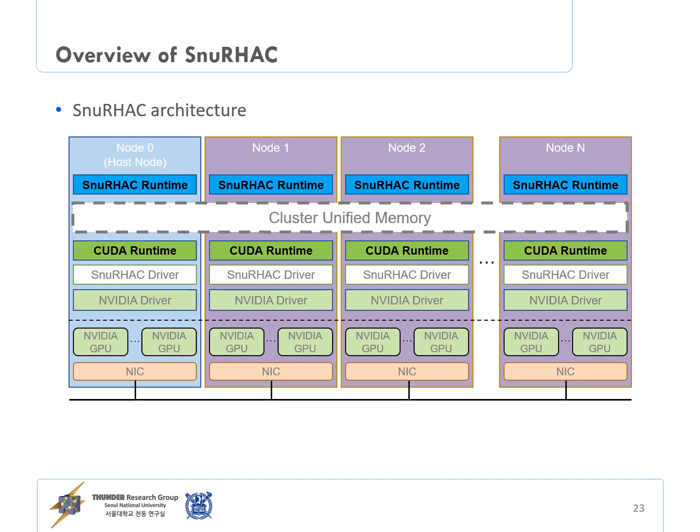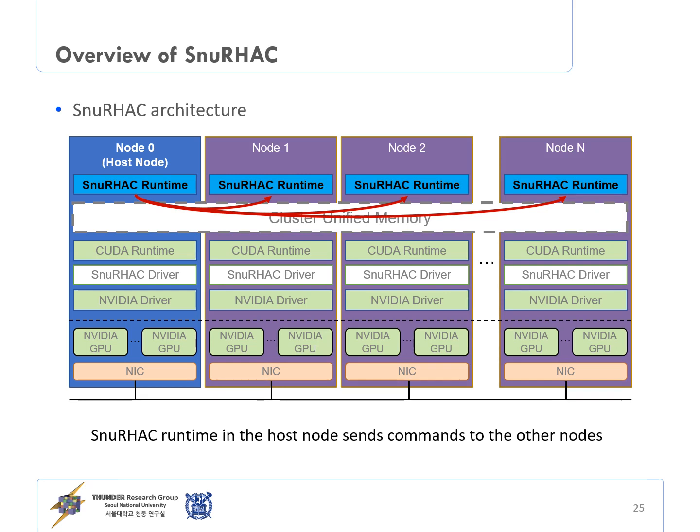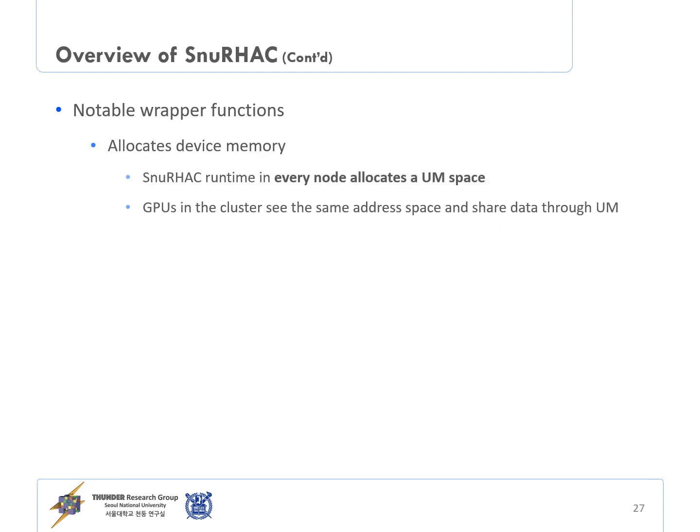In the user space, the CUDA runtime and the SnuRHAC runtime run. In node 0, the host node, a CUDA program runs on top of the SnuRHAC runtime. SnuRHAC runtime provides wrapper functions of CUDA API functions, and the CUDA program calls these wrapper functions. When the CUDA program calls a wrapper function in the host node, the SnuRHAC runtime in the host node sends appropriate commands to the other nodes. Here, I will explain some notable wrapper functions of SnuRHAC. When the host program requests device memory allocation, the SnuRHAC runtime in every node allocates a space. With the SnuRHAC driver, multiple GPUs in the cluster see the same address space and share data through it.